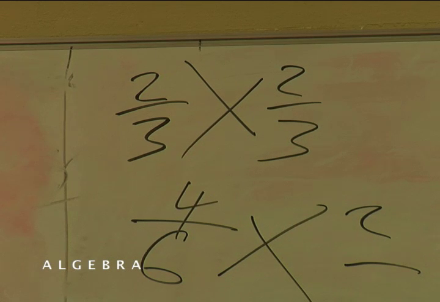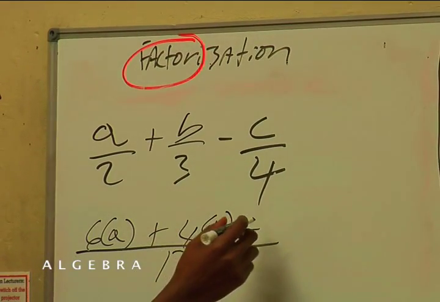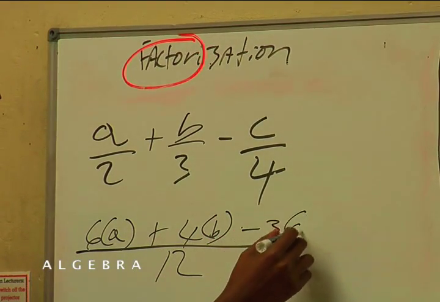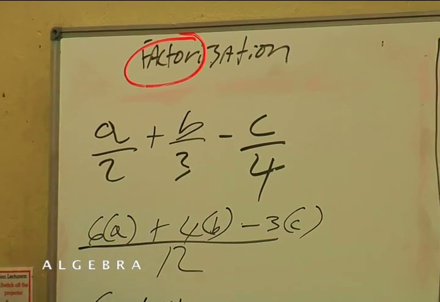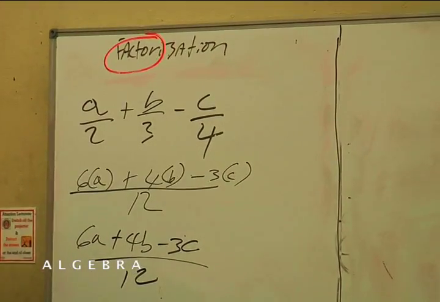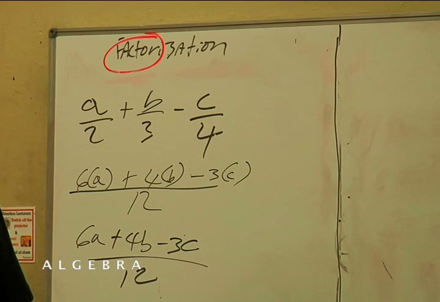So the LCM is 12. 2 into 12, bracket A. 3 into 12, bracket B. 4 into 12, bracket C. 6A plus 4B minus 3C over 12. That's the answer. See that?